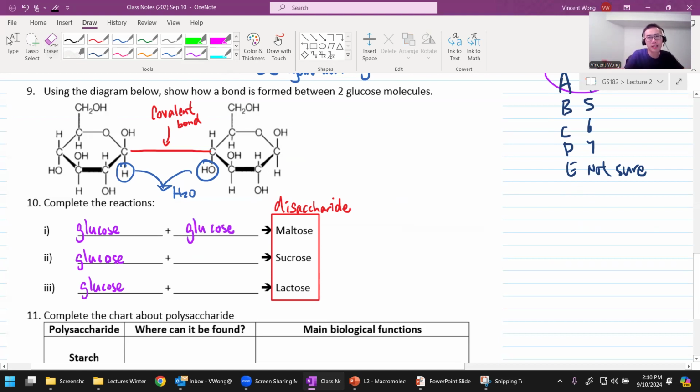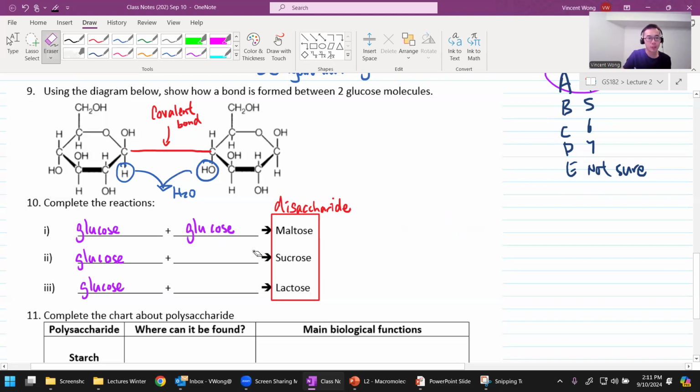Some people are confused, like how can you put two of the same thing and get something new, right? Well, think of it like this. If you have a square and you combine it with another square, you end up having a rectangle, right? It's kind of like that.